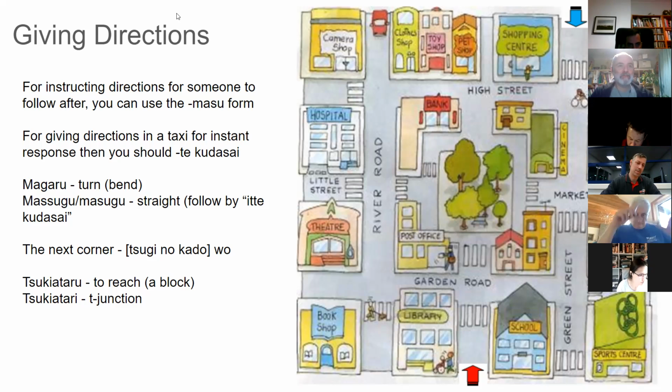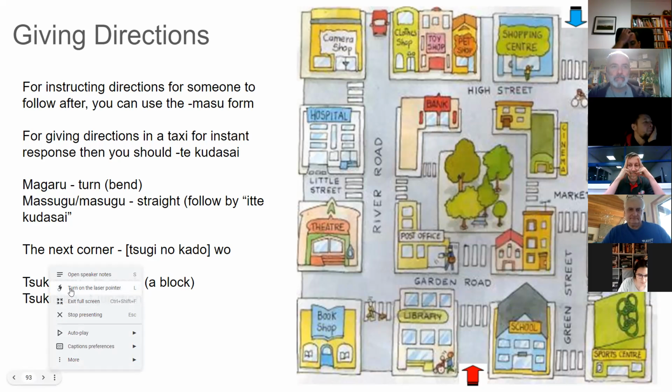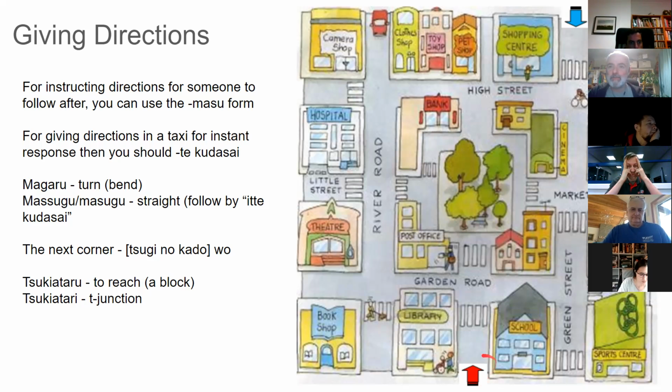Okay, everybody good to go? So as a little exercise, I'm going to give some instructions in Japanese. I'm going to give directions from this location, from this red arrow, and then I'm going to ask you where I am at the end of the instructions. Okay, are you ready? Okay.